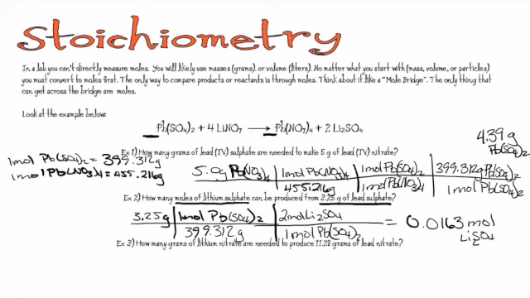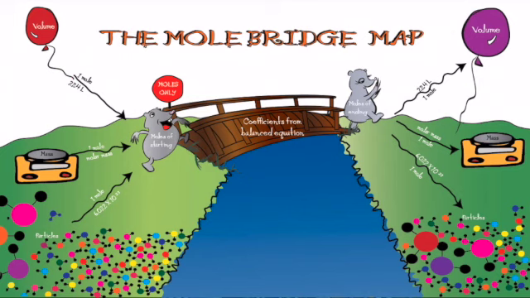Okay, try the last one on your own. So remember, the only thing that can bridge between reactants or products are moles. So no matter what you start with, volume, mass, or number of particles, you have to get to moles first before you can compare products and reactants.